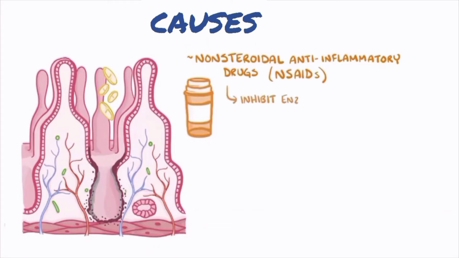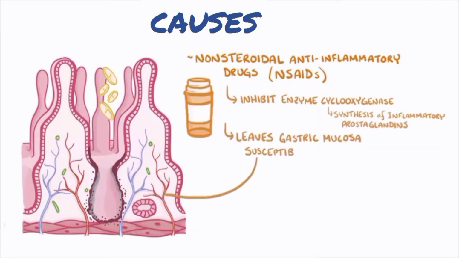NSAID inhibits the enzyme cyclooxygenase, which is involved in the synthesis of inflammatory prostaglandins. Reducing the level of prostaglandins over a prolonged period of time, though, leaves the gastric mucosa susceptible to damage, and over time ulcer can start to develop.